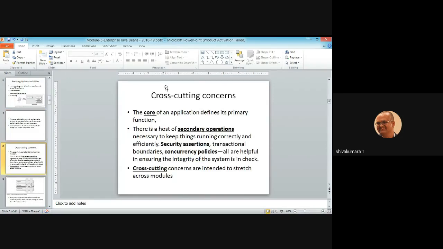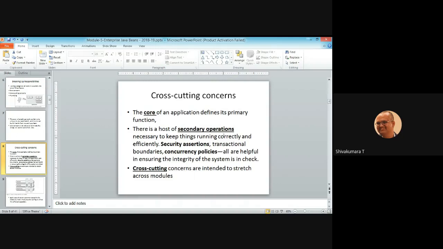And the second one is cross-cutting concerns. The core of an application defines its primary function. The primary functions of a bank are withdraw, transfer, and deposit, right? Whereas cross-cutting concerns are secondary operations. These are all secondary operations. What are those? Like keeping things running correctly, whether the deposit function is happening correctly or not, whether withdrawing is happening correctly or not.